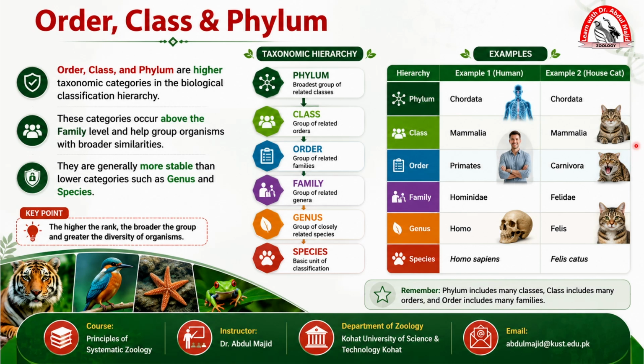Within a class, we have an order, which group closely related families. For example, human belongs to the order primates, while cat belongs to the order Carnivora. Notice an important point: the higher the rank, the greater the diversity of organisms. That means a phylum contains many different classes, and class contains many different orders. So remember, phylum is broader than class, and class is broader than order. This hierarchy helps zoologists organize the huge diversity of animals in a scientific and systematic way.